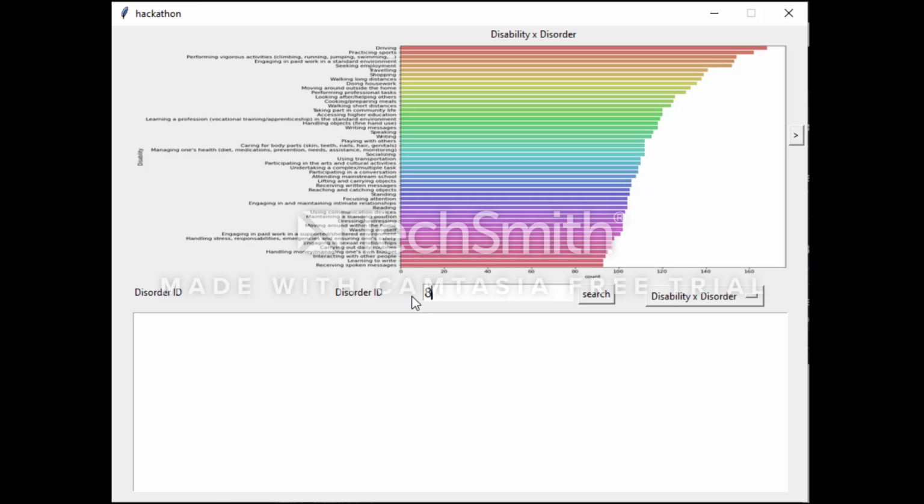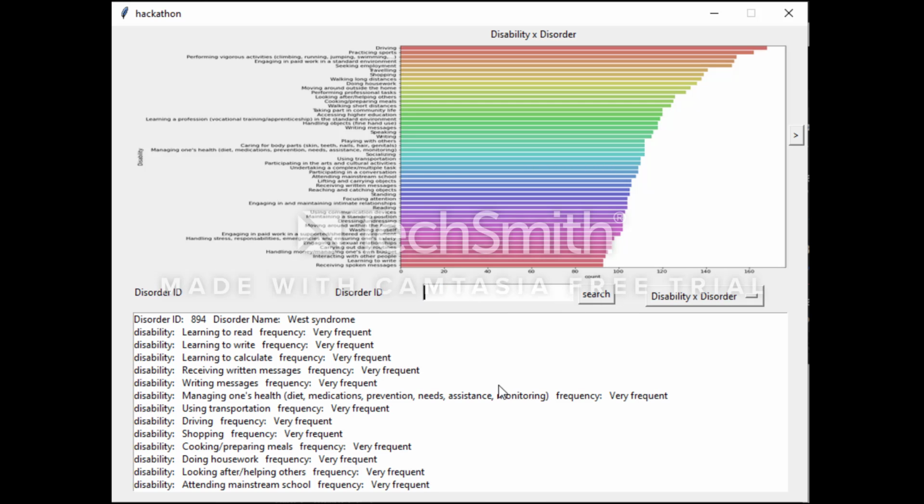And by typing in a disorder ID, the user can retrieve all the disabilities associated to a particular disease, sorted by frequency and severity.